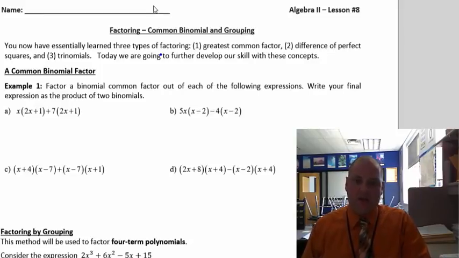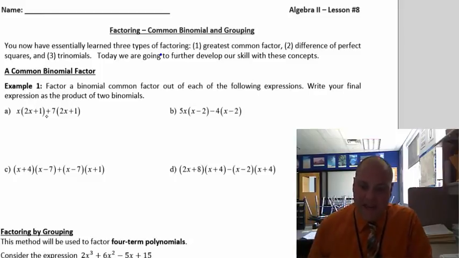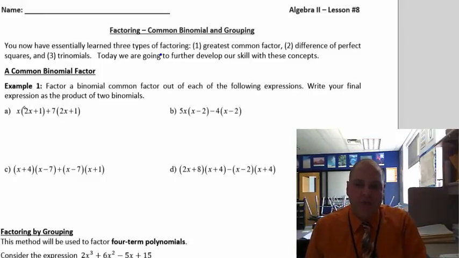I'm going to change to a highlighter real quick here. Notice how in A, if you look closely, you see something in common between the first half of the expression and the second half of the expression. What do you notice that's exactly the same? You should be thinking 2x plus 1, right? So 2x plus 1, 2x plus 1.